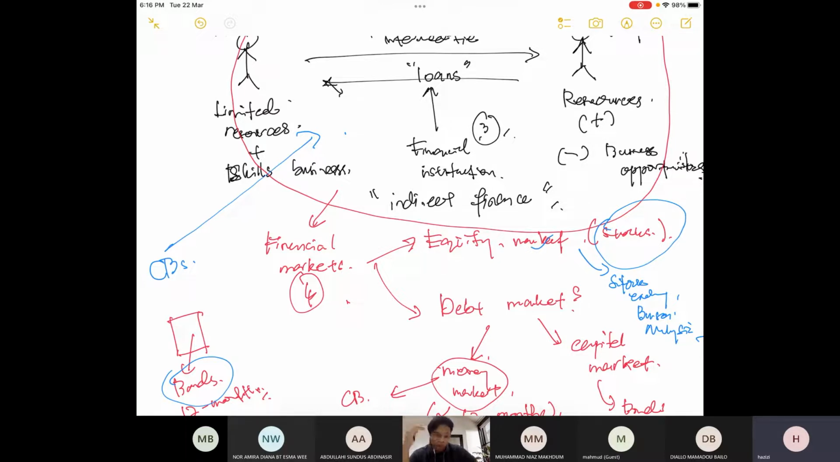The way that we describe or categorize a financial market is according to the instrument that has been traded within the specific financial market. Okay, is that clear? Yes, yes. Okay, all right.